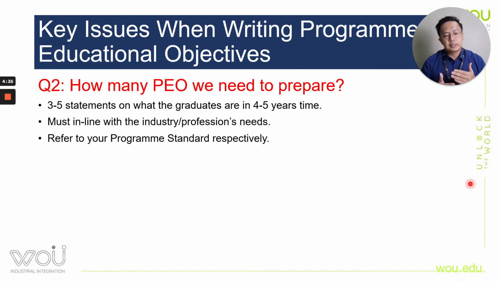For example, if you're running an accounting program, engineering program, computing program, or any scientific program that has professional bodies regulating it, you must be careful here, because you have to check with the professional body on their expectations, so that you can put them into your program educational objective accordingly. You can always refer to your own program standard. Always go to the MQA website and download the latest program standard, so that you will know what program educational objectives you need to put in, so that your program is the most relevant.